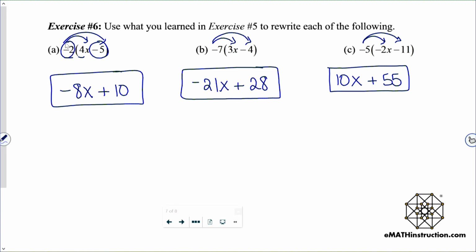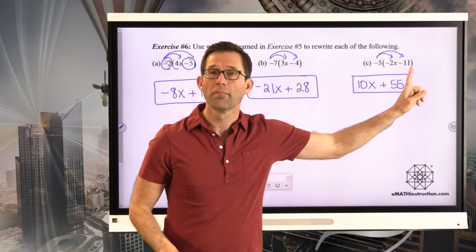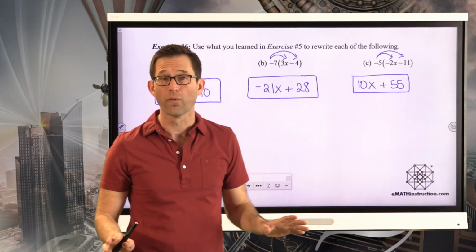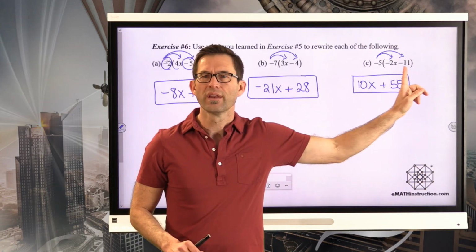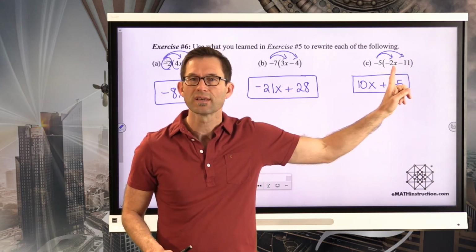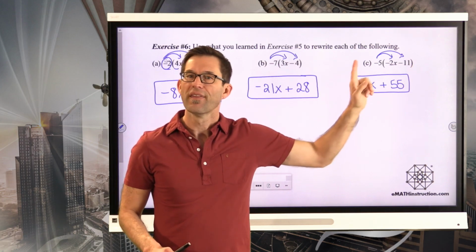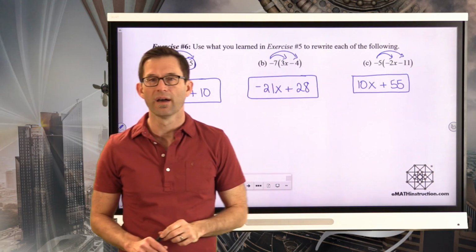All right. And I would say letter C might be the most extreme case, right? I've got a negative multiplying a bunch of things inside of the parentheses, all of which have a negative sign attached to them. And again, you might say, well, there isn't really a negative sign attached to the 11, but I can think of this as negative 2x plus negative 11. And then that negative 5 times negative 11 becomes a plus 55.